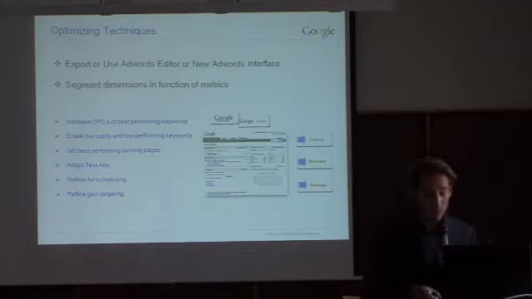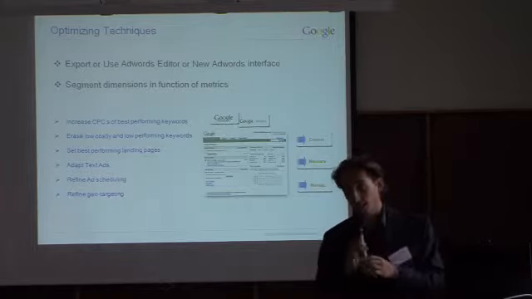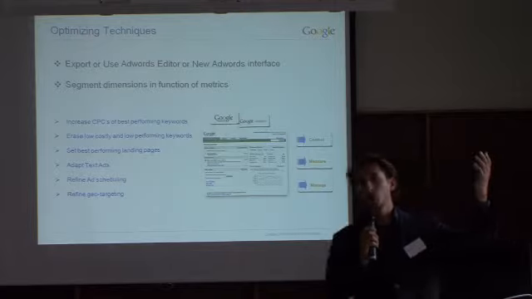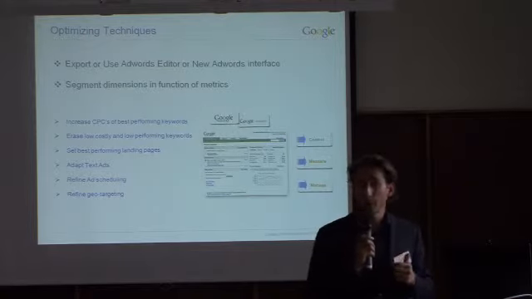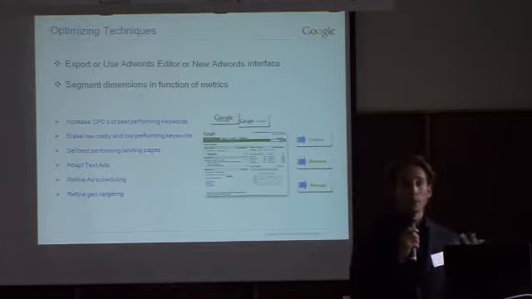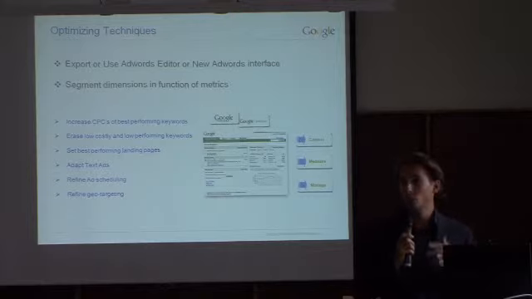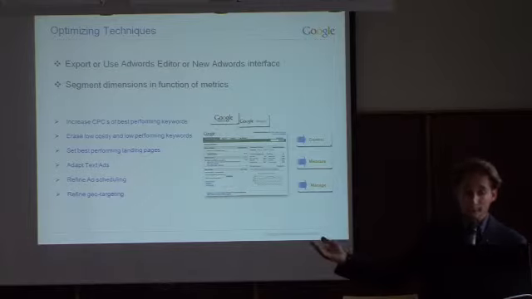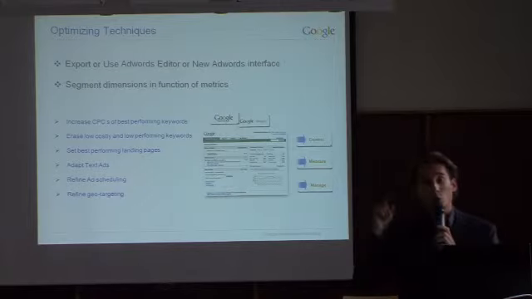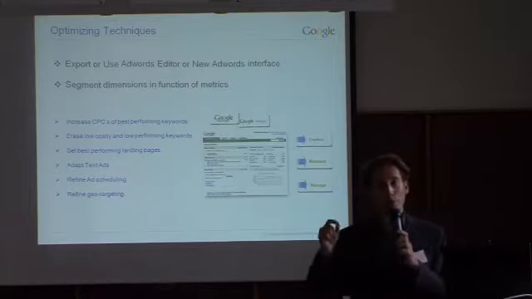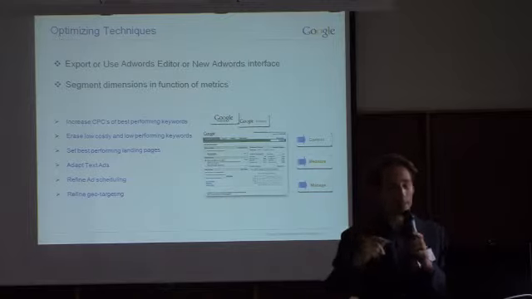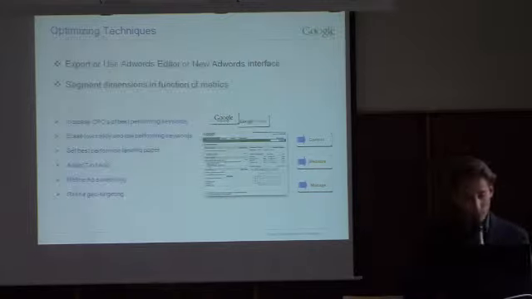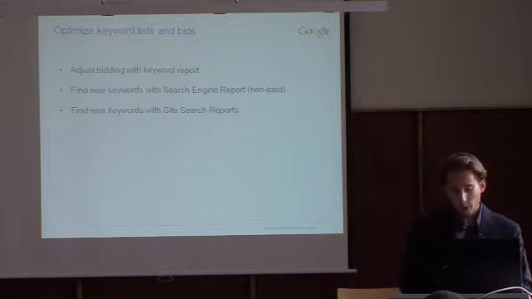Maybe you also want to add keywords. Then you can use the search engine report, for example, to get inspiration about what people are searching for. It's a good way to find inspiration to add new keywords. You will also have to adapt the ad text, refine ad scheduling, and refine geo-targeting. On these three aspects we're going to focus immediately.